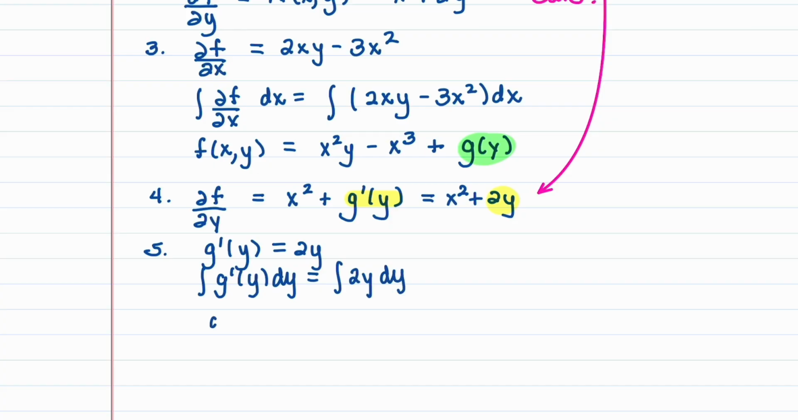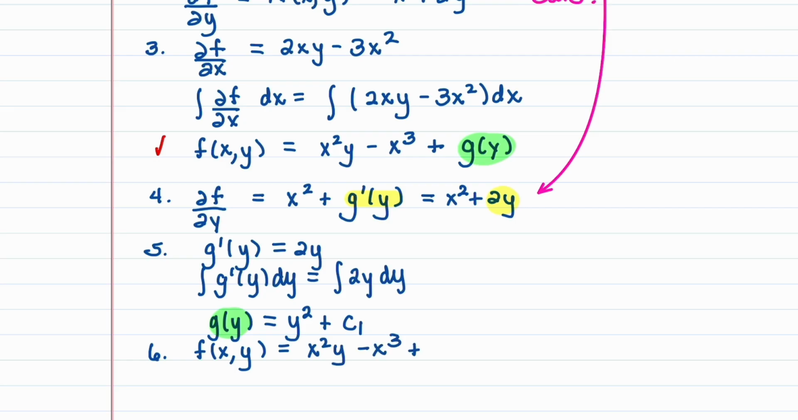On the left, we just pick up g of y, and then on the right, we have y squared, and then we're going to add on an arbitrary constant c1. In step 6, we are going to substitute this expression that we just found for g of y back up into f from step 3. This gives us f of xy is equal to x squared y minus x cubed plus y squared plus c1.